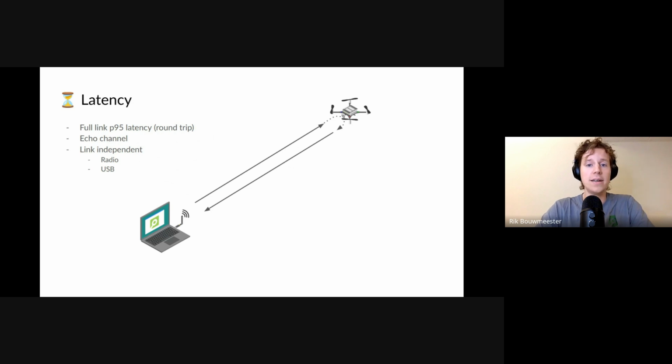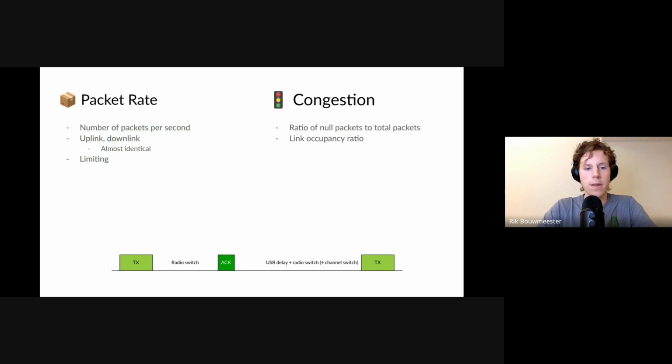This latency metric applies to both USB and radio link, and it can be useful for debugging, ensuring real-time responsiveness, and finding the source of delays, or identifying network or processing bottlenecks. The next 2 metrics are only available on the radio link. We'll start with packet rate.